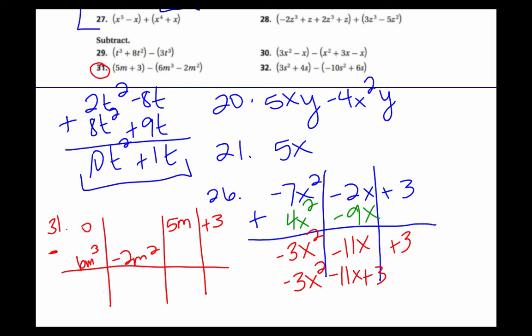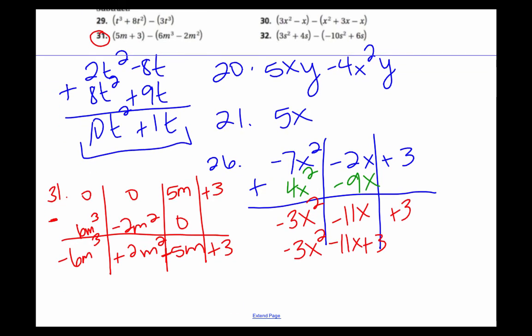Well, these are zeros. So 0 minus 6m cubed is negative 6m cubed. 0 minus negative 2m squared is positive 2m squared. 5m minus 0 is 5m. That's a positive 5m. Make sure you have a sign. 3 minus 0 is positive 3. So my answer to this would just be negative 6m cubed plus 2m squared plus 5m plus 3. So when you subtract, make sure that you subtract everything. Again, it's very much like elimination that we did.